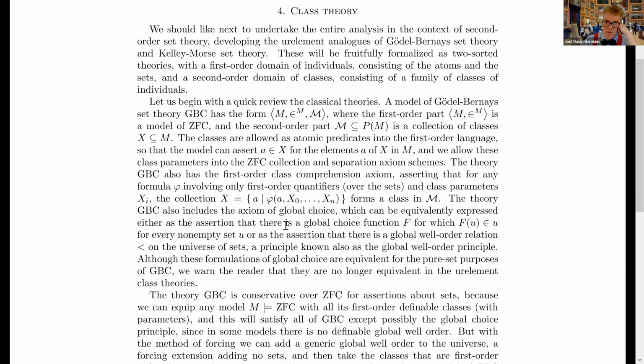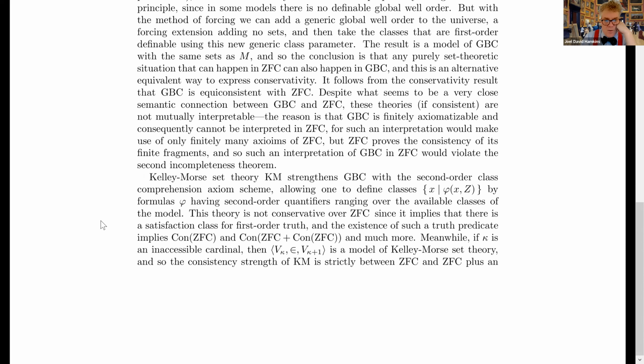And both of them also have the global choice principle, which is equivalent to saying either that there's a global choice function, or that there's a global well-ordering of the universe, or that there's a global well-ordering of the universe in order type Ord. Those are all three equivalent in the pure set context, but that's no longer going to be true in the urelement context. So in the urelement context, we're going to use the class well-order principle: every class has a well-order, but it's not necessarily of order type Ord. Okay, so right.